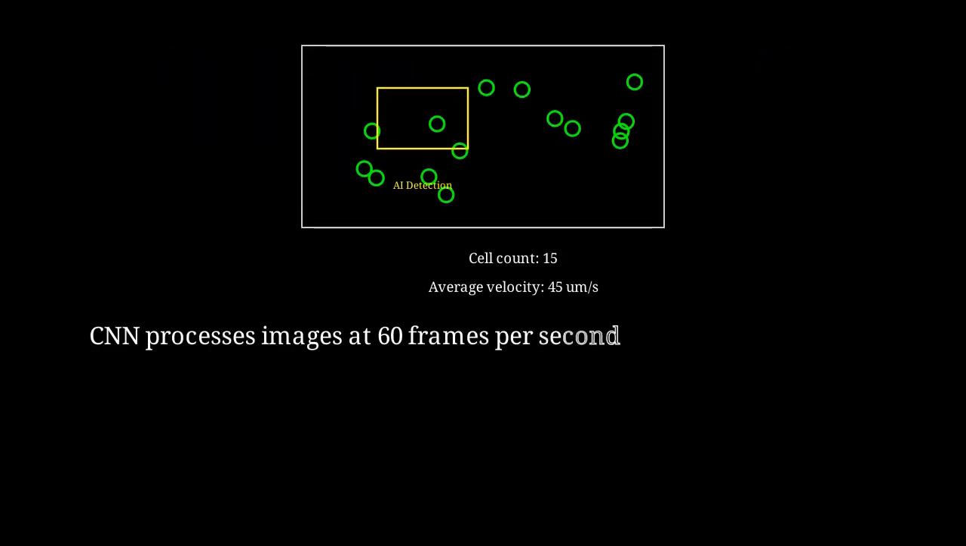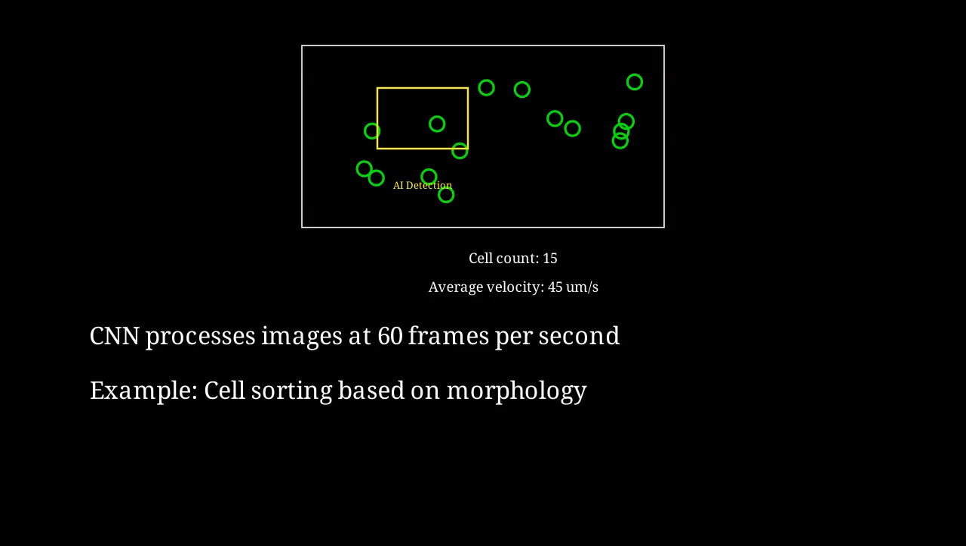Modern convolutional neural networks can process high-speed microscopy images at 60 frames per second or faster, providing instant feedback on experiment progress. A practical application is cell sorting. The AI analyzes cell morphology in real time and triggers actuators to divert specific cells into collection channels. This enables sorting based on subtle features that would be impossible to detect manually.